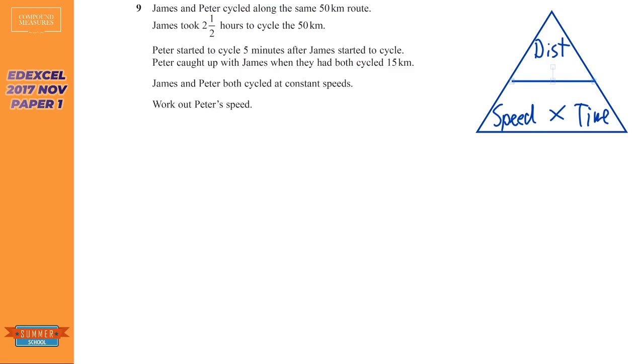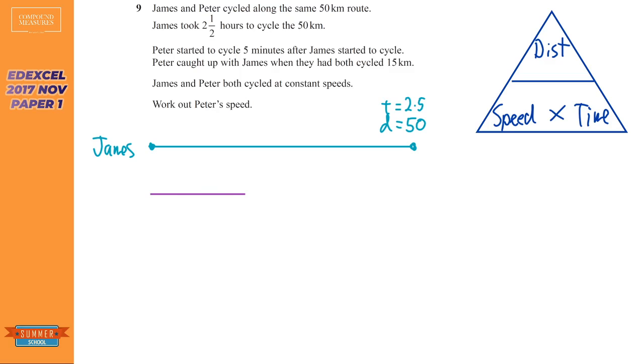First thing with this question is to understand what's going on, and sometimes it's easier if you just draw a quick diagram. We're going to have James here, and this line represents his route. So time is 2.5 hours, and distance is 50 kilometers. This is quite straightforward, and we can already start to think about how we're going to answer his bit. The less straightforward part is Peter's.